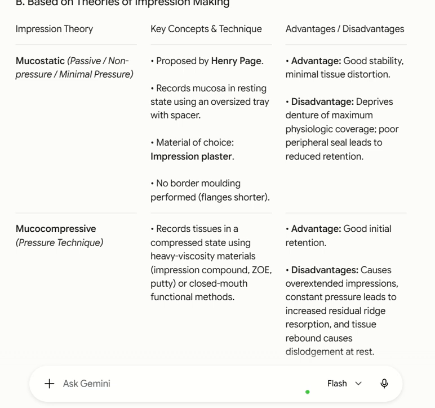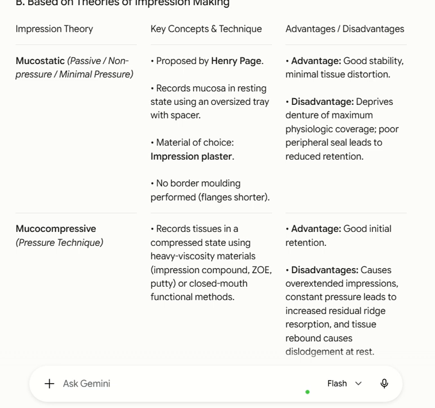Impression theory: key concepts and technique, advantages, disadvantages. Mucostatic, passive, non-pressure, minimal pressure. Proposed by Henry Page. Records mucosa in resting state using an oversized tray with spacer. Material of choice: impression plaster. No border molding performed, flanges shorter. Advantage: good stability, minimal tissue distortion. Disadvantage: deprives denture of maximum physiologic coverage. Poor peripheral seal leads to reduced retention.